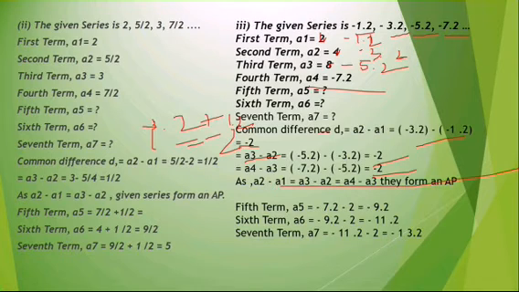Now we need to find the fifth term and the sixth term as well as seventh term. Fifth term will be equal to fourth term plus D, that is minus 7.2 minus 2, that is minus 9.2, and sixth term will be equal to fifth term plus D, that is minus 11.2. Seventh term will be equal to minus 11.2 minus 2, that is minus 13.2. So let's move to the next question.